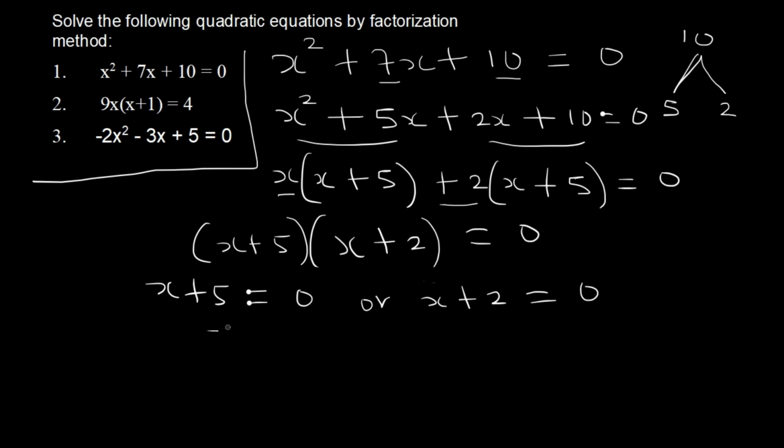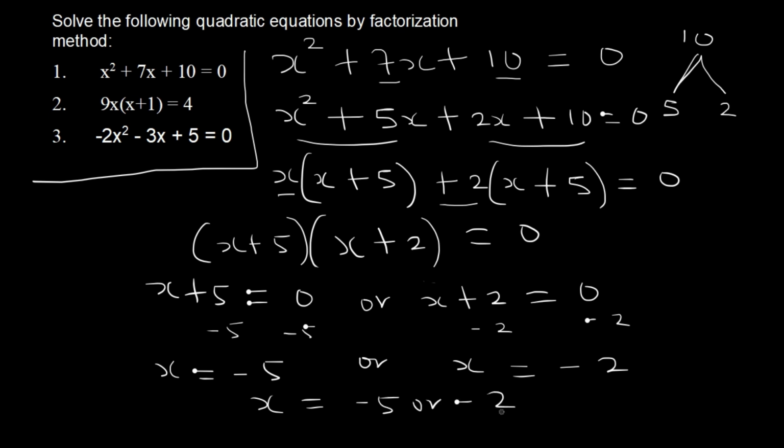Now we'll subtract 5 from both sides in the first case. If we do that, x here will be equal to minus 5. Or we'll do the same thing here. If x plus 2 is equal to 0, we'll subtract 2 from both sides. So x here is equal to minus 2. So that means our answer is x is equal to minus 5 or minus 2.